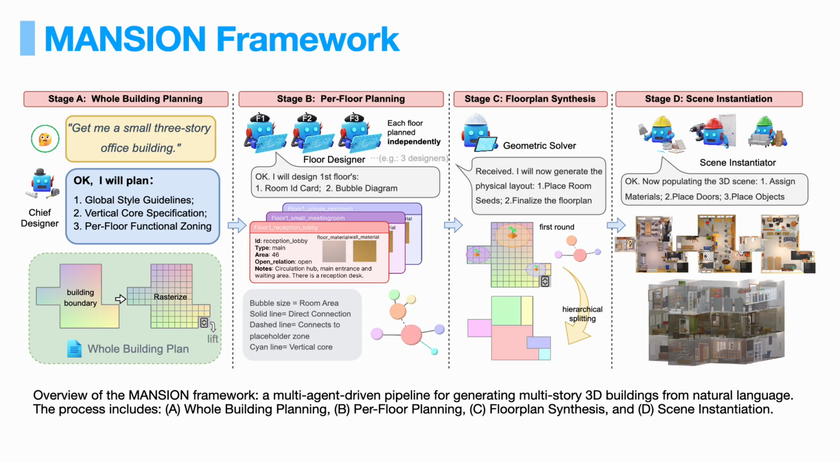Mansion is an MLLM plus geometry hybrid framework. Given a natural language prompt, the system first performs whole building planning to determine the building function, floor structure, and vertical cores. Then, it generates room topology for each floor. Next, a geometric solver produces floor plans that satisfy boundary, topology, and vertical structure constraints. Finally, the system instantiates materials, doors, walls, and objects to create executable AI2-THOR scenes.